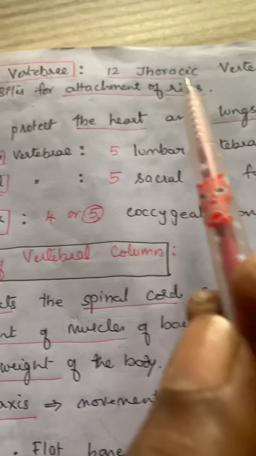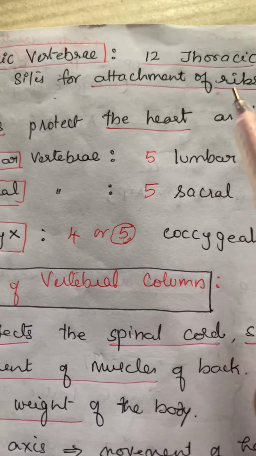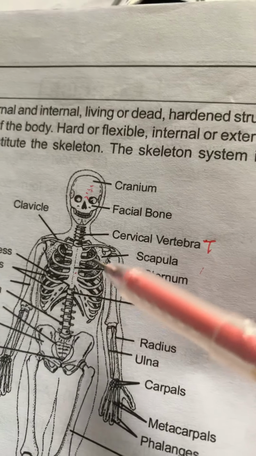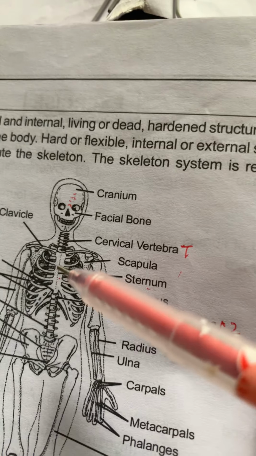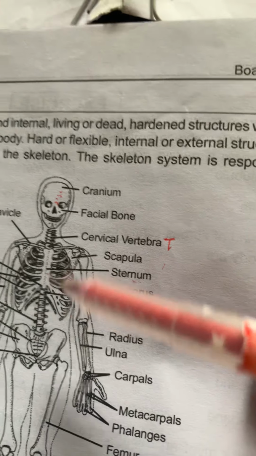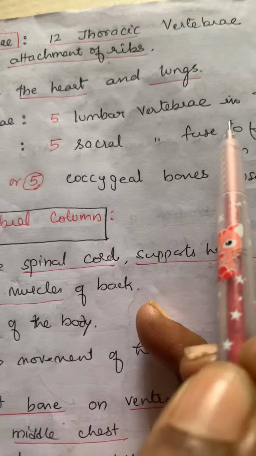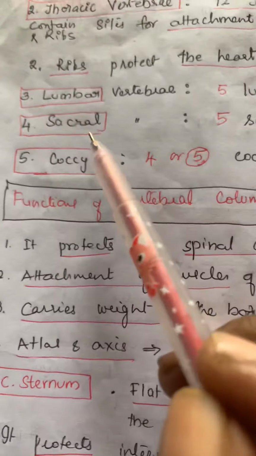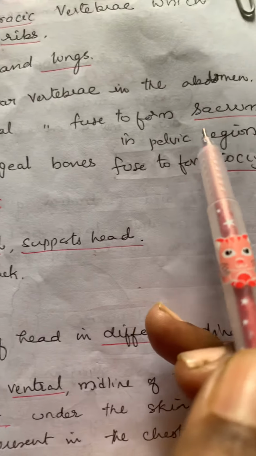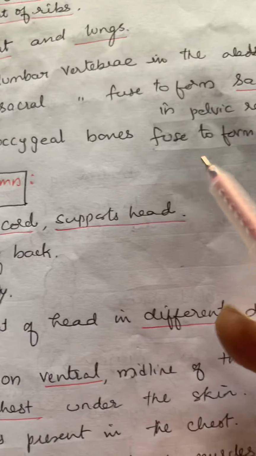Coming to the thoracic vertebrae, there are 12 thoracic vertebrae which bear the sites for the attachment of the ribs. Here see, attachment of the ribs takes place to the thoracic vertebrae on the dorsal side and to the sternum towards the ventral side. So these ribs protect the heart and lungs. Lumbar vertebrae, 5 lumbar vertebrae in the abdominal region. Sacral vertebrae are fused to form the sacrum in the pelvic region, and the coccygeal bones, 4 or 5, are fused to form the coccyx.